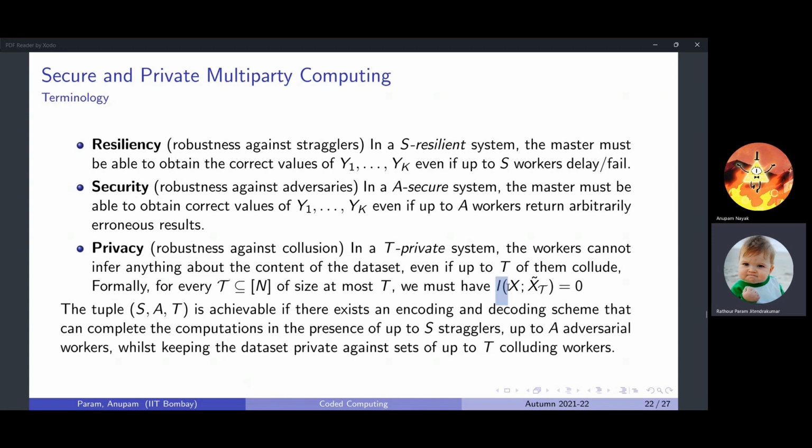This is the mutual information between X and the subset, such that for any subset of T workers, that mutual information should be equal to 0. This tuple S, A, T are also called parameters for resiliency, security, and privacy, and it is achievable if there exists some encoding decoding scheme that can complete this computation in the presence of this many stragglers, adversary workers, and colluding workers. The adversary workers are also called Byzantine workers.